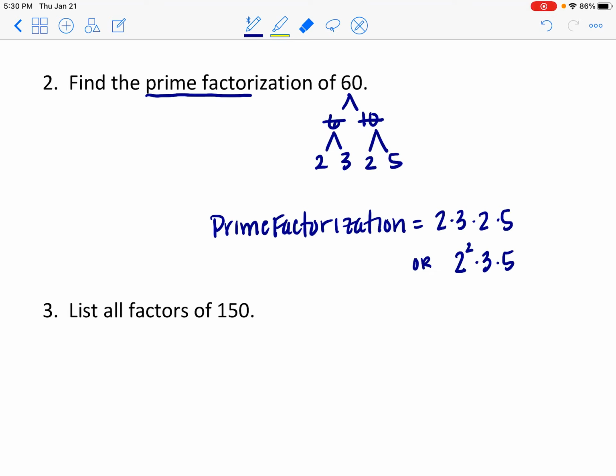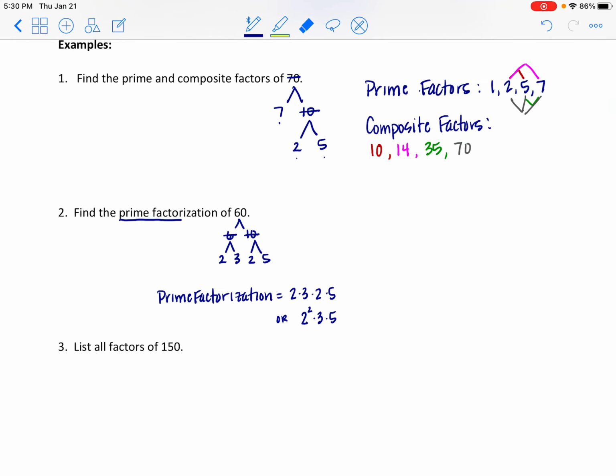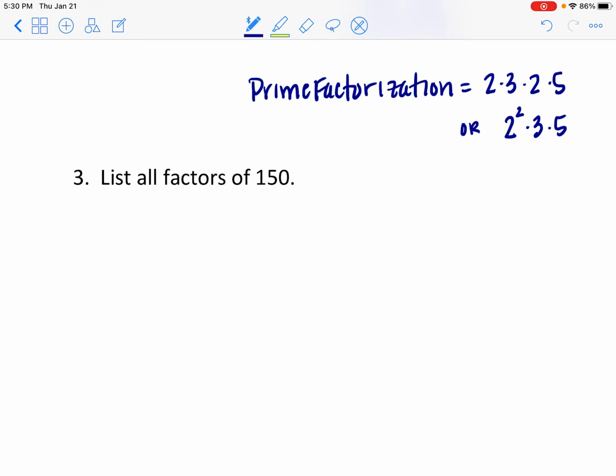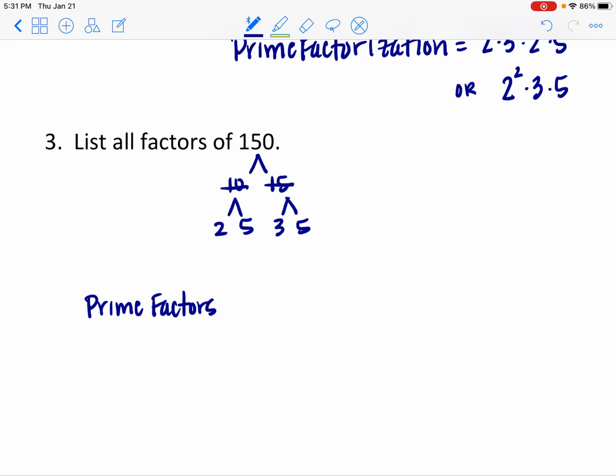Now, if I said list all the factors, we're really doing the same thing we did in problem 1, where we found the prime and the composite. Those two lists together would make all of the factors. So let's go ahead and break down the 150. It's good practice again. Let's see, this could be 10 and 15, and then 10 could be 2 times 5, and then 15 is 3 times 5. So if I said what are the prime factors, not the prime factorization, where I have to list all of them, but just what are the prime factors? Well, 2 goes in, and 3 goes in, and 5 goes in.